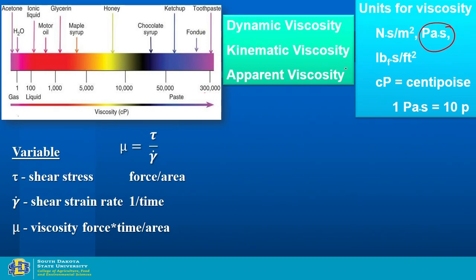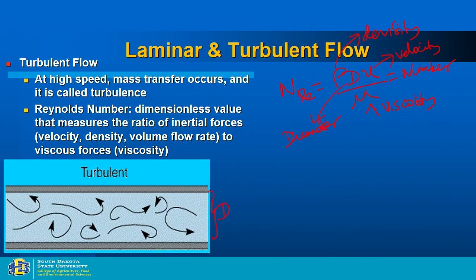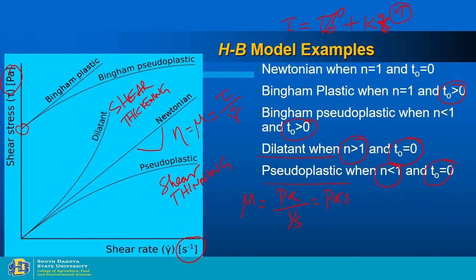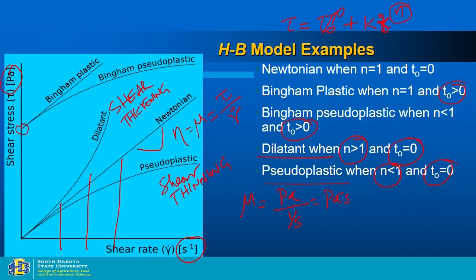A lot of times we use apparent viscosity. Why? Because we are considering the non-Newtonian fluids as a Newtonian fluid at a given shear rate. That's why it's called apparent viscosity. Only Newtonian fluids have one viscosity number. Non-Newtonian fluids, viscosities keep changing. That's why we call it apparent viscosity.